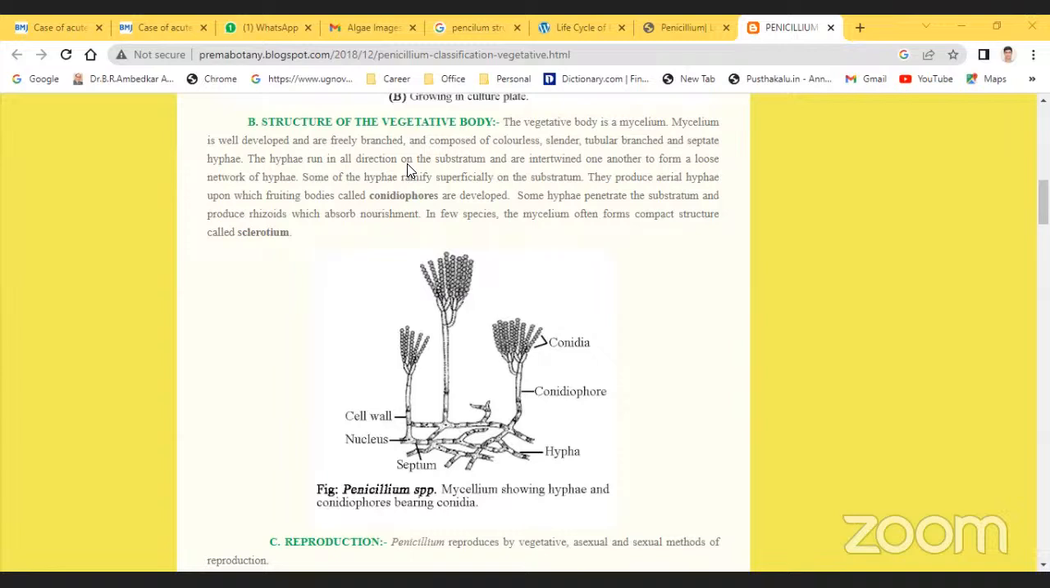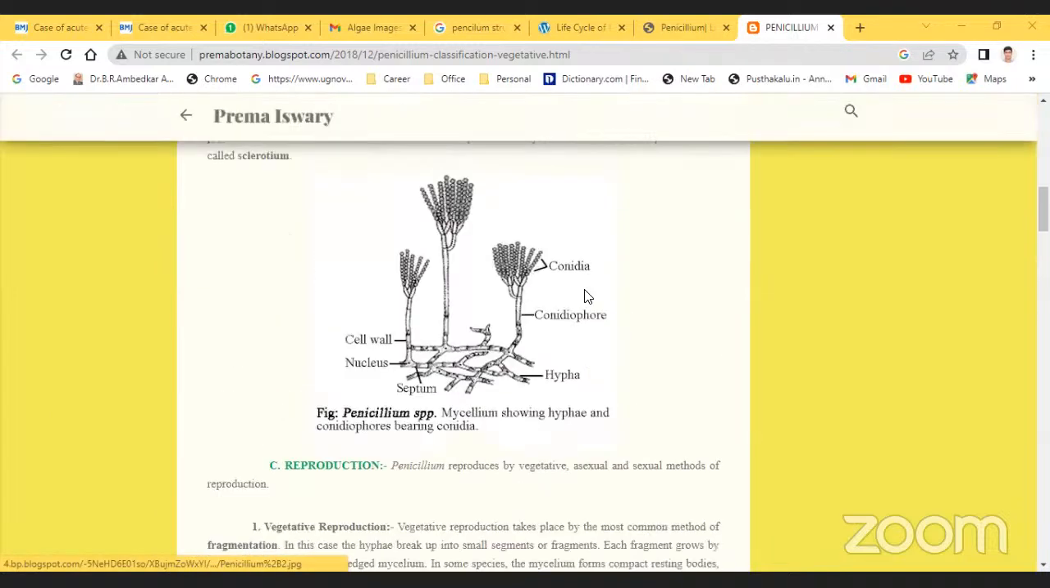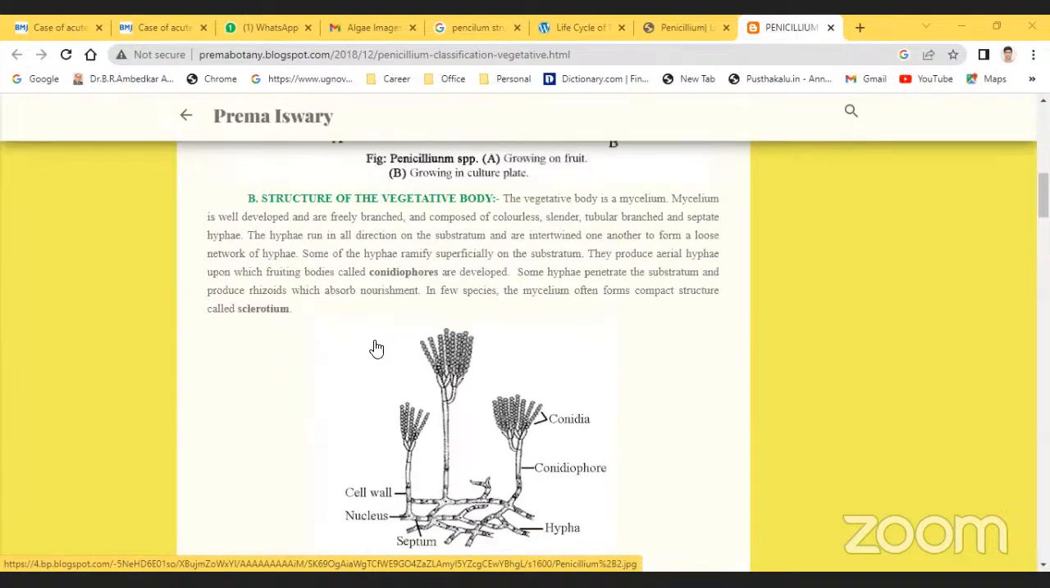So the hyphal cell contains one or many nuclei, granular cytoplasm and cell organelles such as mitochondria, ribosomes, and endoplasmic reticulum. The Penicillium reserve food material is in the form of oil globules. So you observe the structure: these are the conidiophores, the conidia, the hyphae, the septum, nucleus, cell wall, and sclerotium.